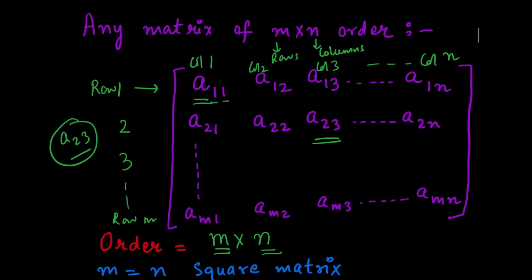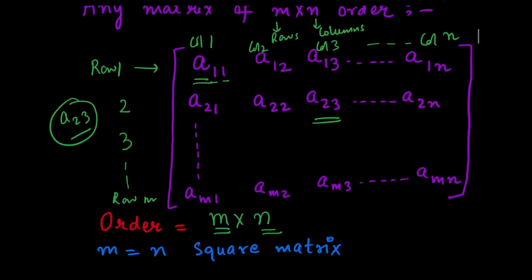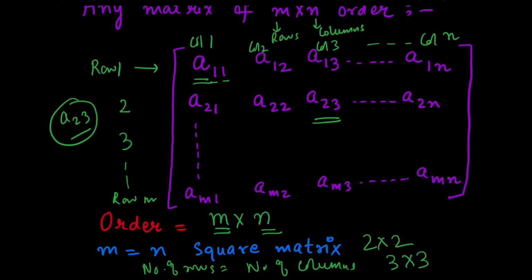There is another term known as a square matrix. In a square matrix, the number of rows and the number of columns are equal. For example, you can have a 2 by 2 matrix. It is a square matrix, and similarly 3 by 3 and so forth. So the idea is that in a square matrix, the number of rows and columns are equal.